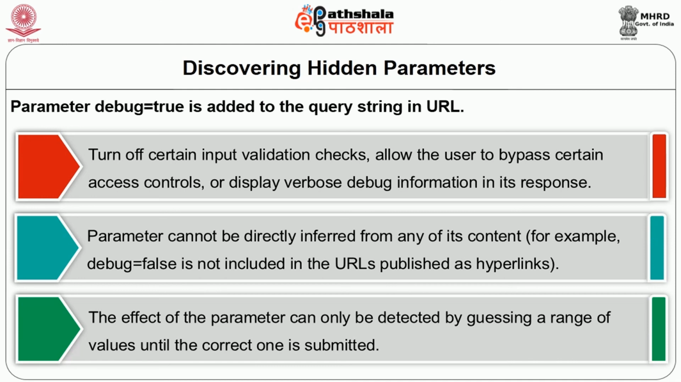In many cases, the fact that the application handles this parameter cannot be directly inferred from any of its contents. Meaning, if debug equal to false is not in the URLs, it is not published as a hyperlink. The effect of the parameter can only be detected by guessing a range of values until the correct one is submitted. So this is how we can discover the hidden parameters.